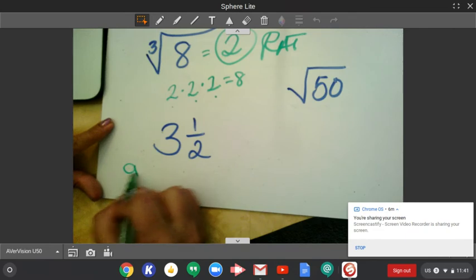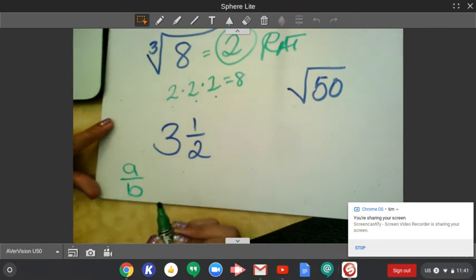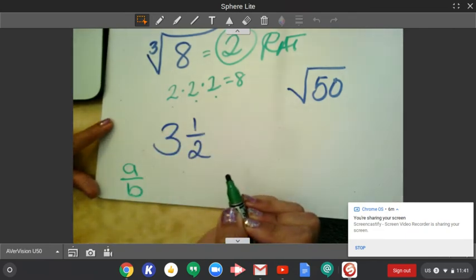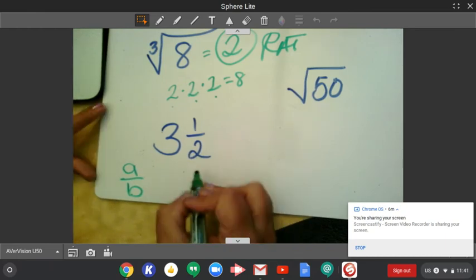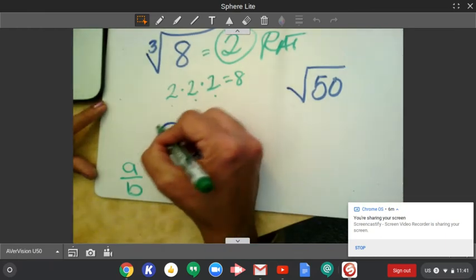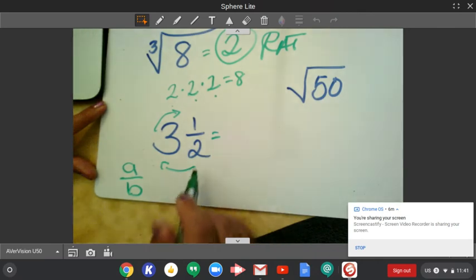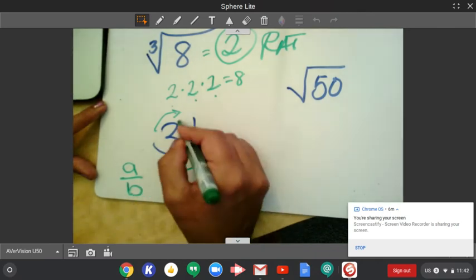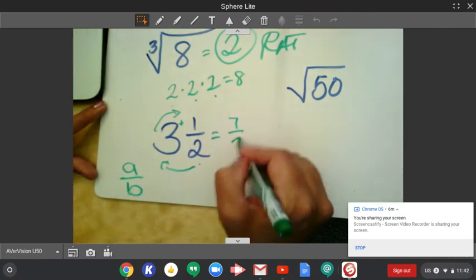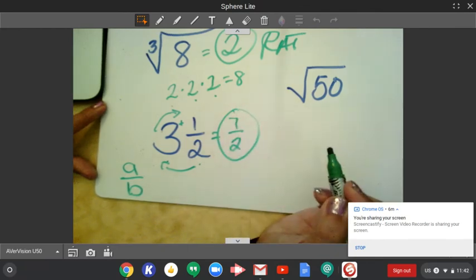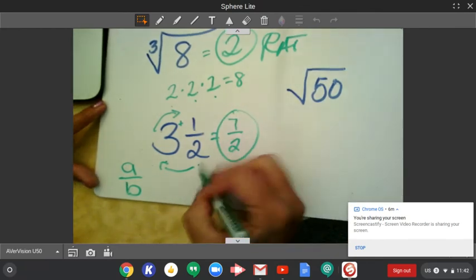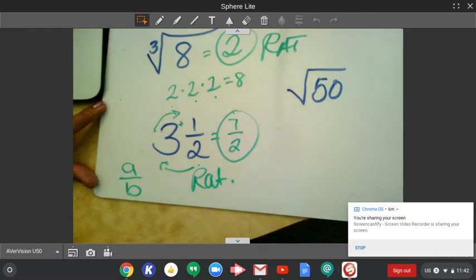Let's look at this one. Can I write it as a fraction? Well, it is kind of a fraction. It's 3.5, so it's a terminating decimal. But if you do this, 3 times 2 is 6, plus 1 is 7. That is a fraction or a ratio. Therefore, it is a rational number.